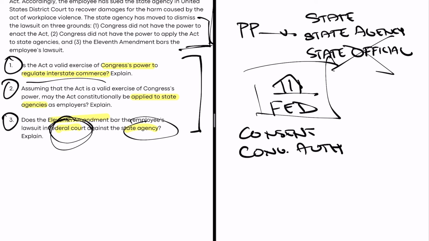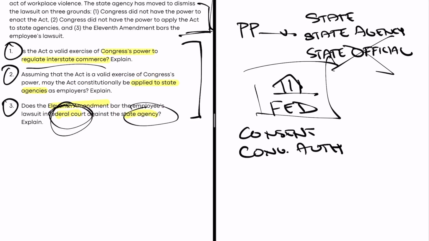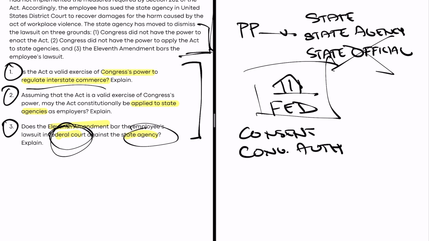Of course, if the state agency consents to the lawsuit, they waive their 11th Amendment immunity, but we had no facts that the state agency wants to consent to the lawsuit. In fact, we see that the state agency has moved to dismiss the lawsuit on the grounds that the 11th Amendment bars the employee's lawsuit. So they're not trying to waive or consent to the lawsuit. They're doing the opposite. They're challenging this under the 11th Amendment. So really, that takes consent off the table. The only way that the 11th Amendment state sovereign immunity would not apply here is if we had congressional authorization.